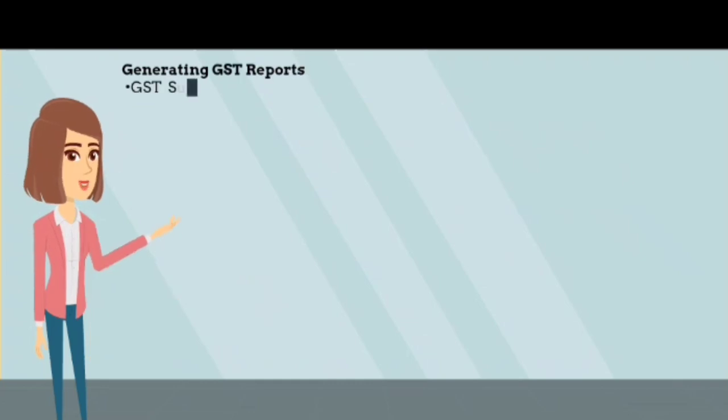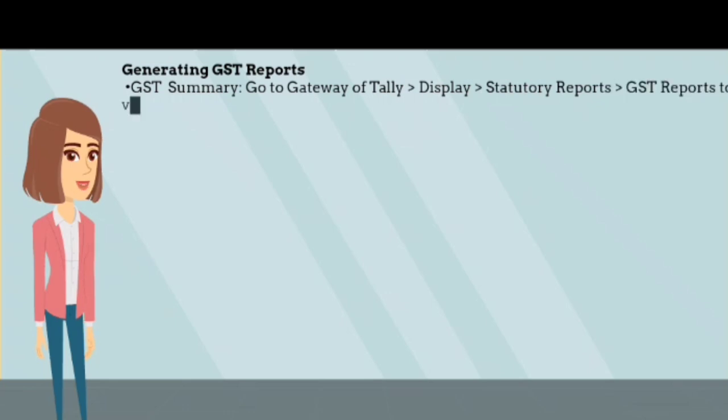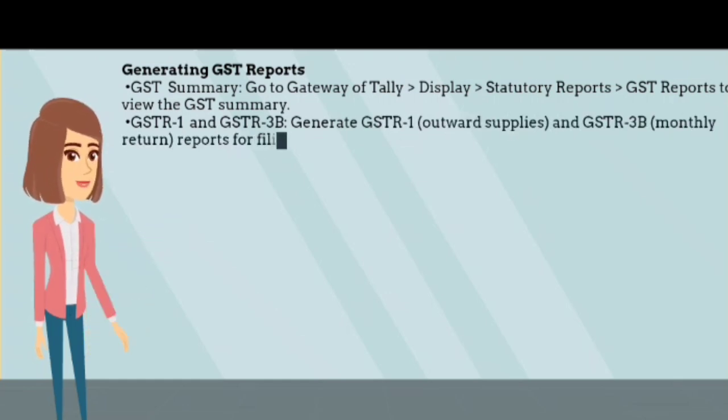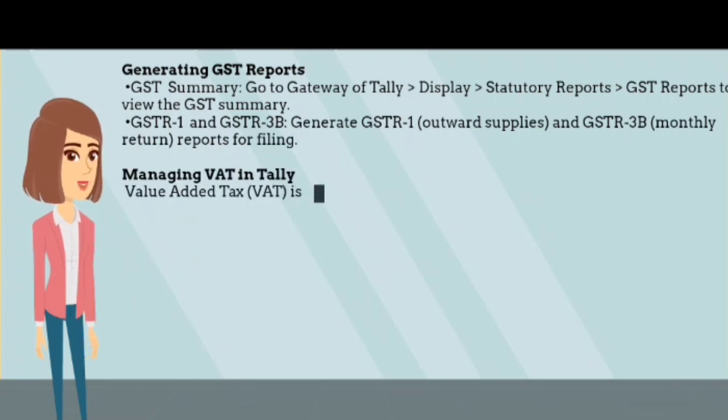Generating GST reports. GST summary. Go to Gateway of Tally, Display, Statutory Reports, GST reports to view the GST summary. GSTR-1 and GSTR-3B. Generate GSTR-1, outward supplies, and GSTR-3B, monthly return, reports for filing.